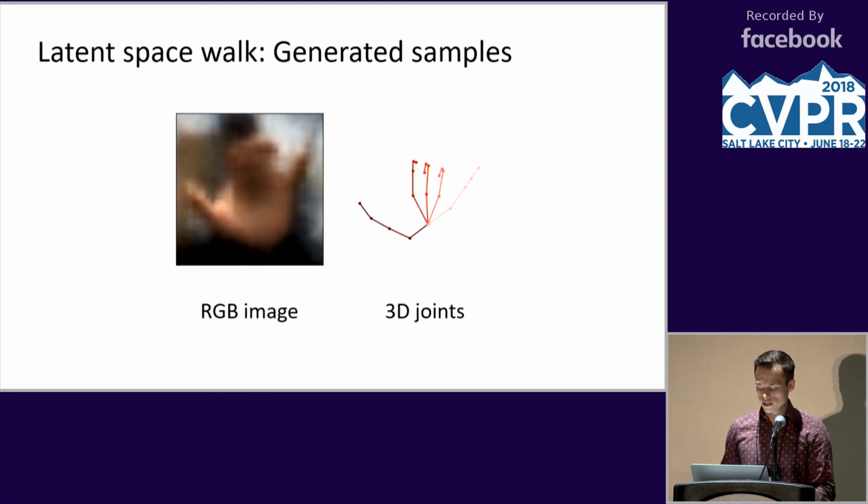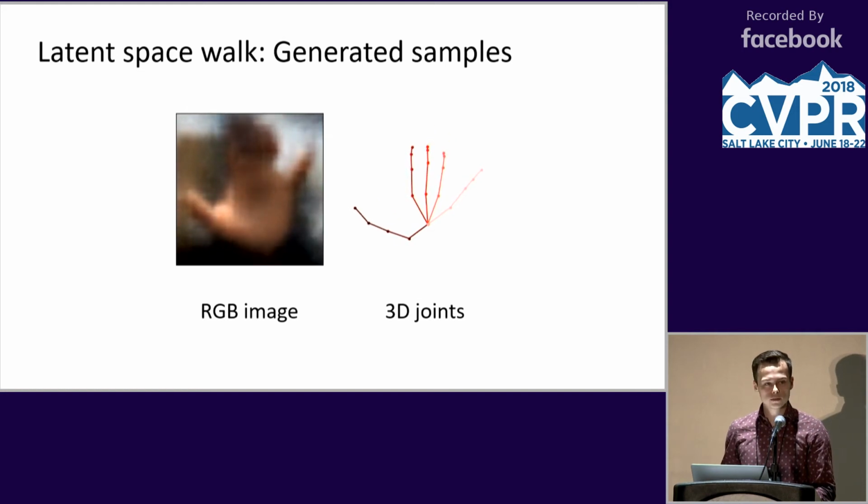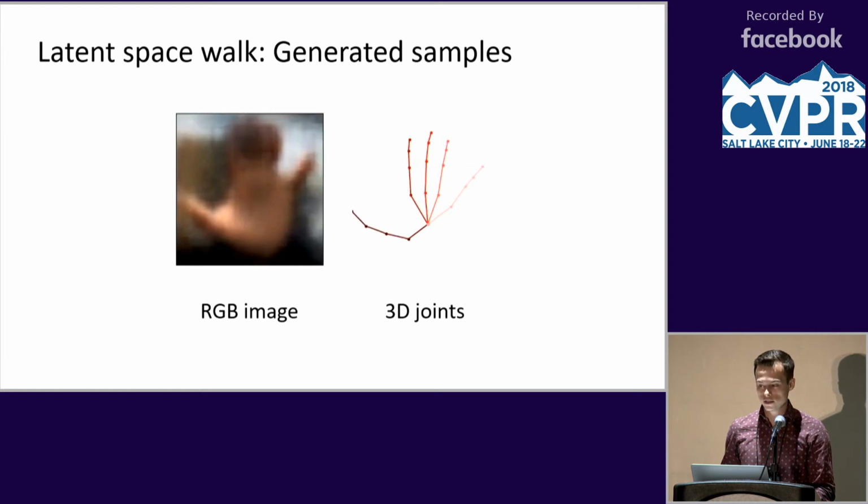Due to the latent space, we're capable of generating new, consistent data sample pairs of physical, plausible poses. This shows that our learned manifold is consistent with respect to the different data modalities.